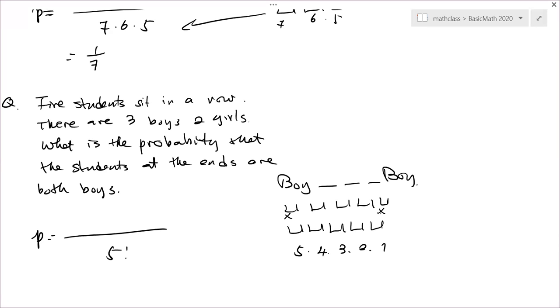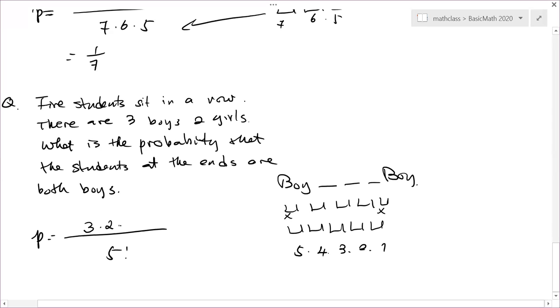All right, so let's do this. So for the first seat, right? You only choose the boys. There are 3 choices. For the last seat, you still have to choose a boy. So there will be 2 choices.